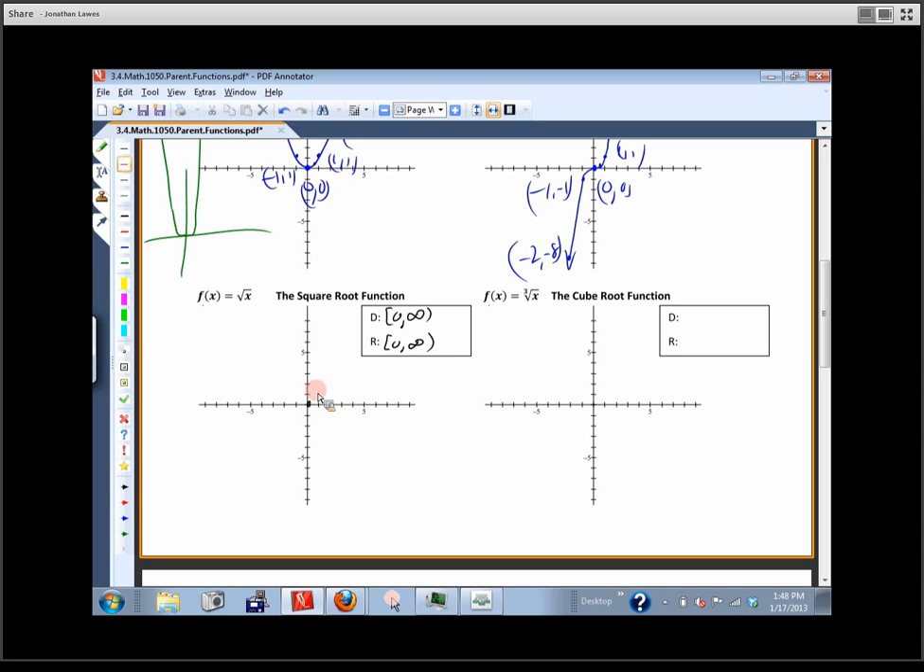Okay, now think about the way I've described these and how these functions behave. If you plug in a 0, you get a 0. If you go over 1, you go up the square root of 1.